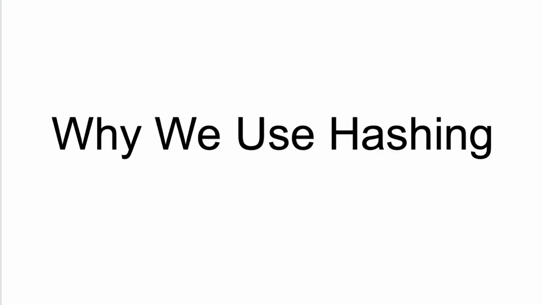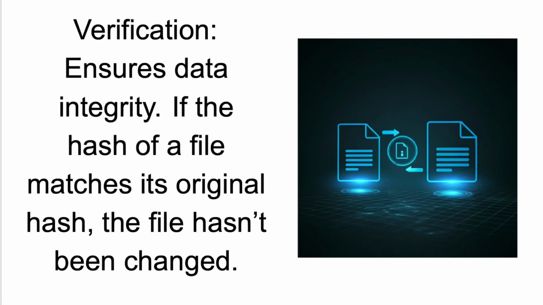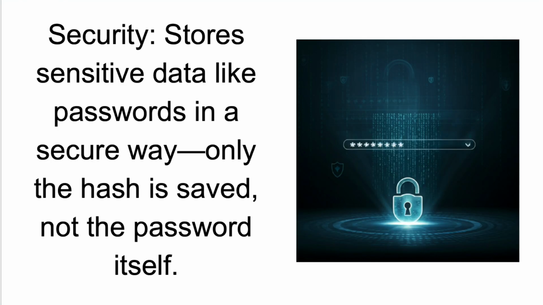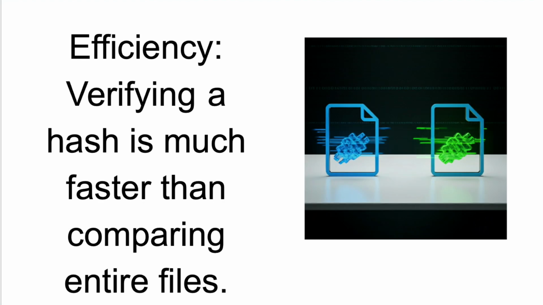Why we use hashing? Verification ensures data integrity. If the hash of a file matches its original hash, the file hasn't been changed. Security stores sensitive data like passwords in a secure way. Only the hash is saved, not the password itself. And efficiency: verifying a hash is much faster than comparing entire files.